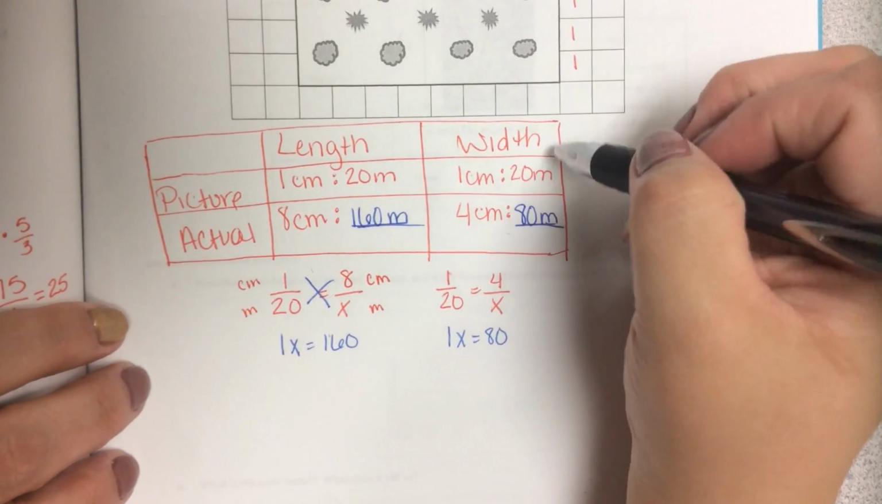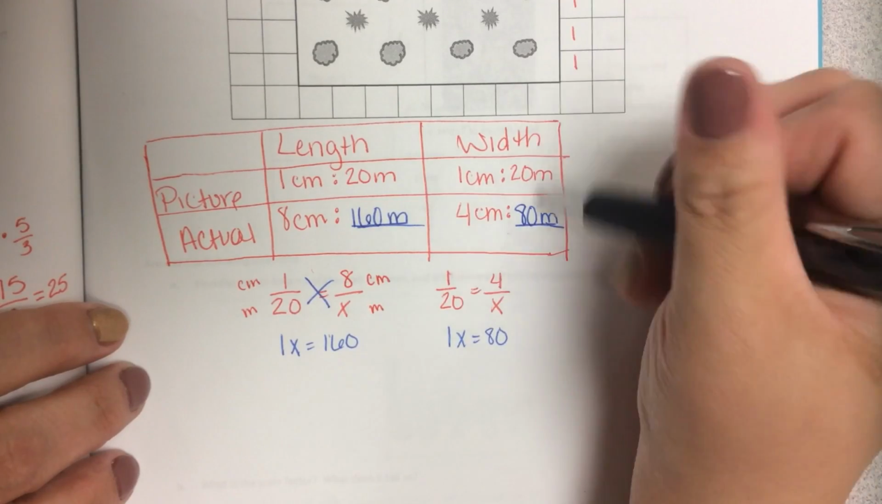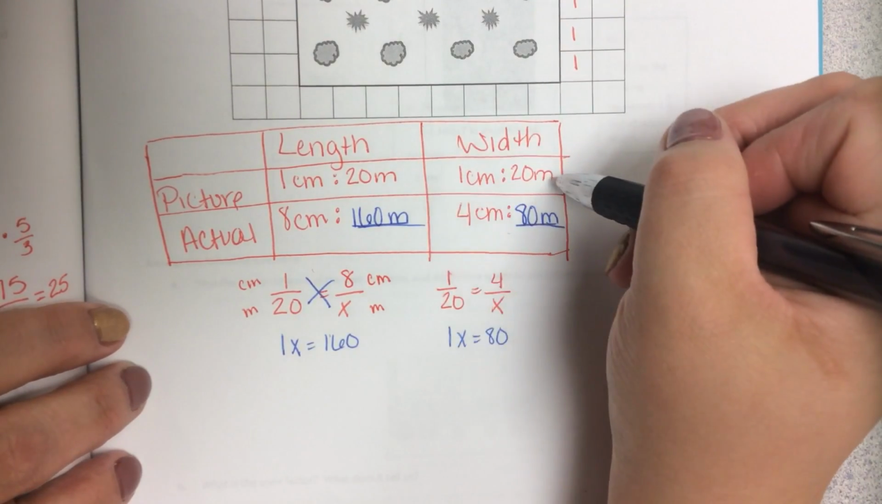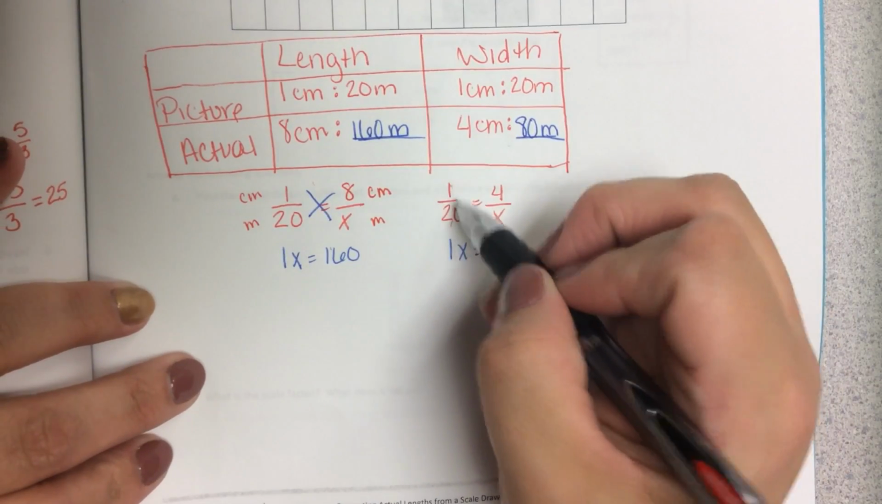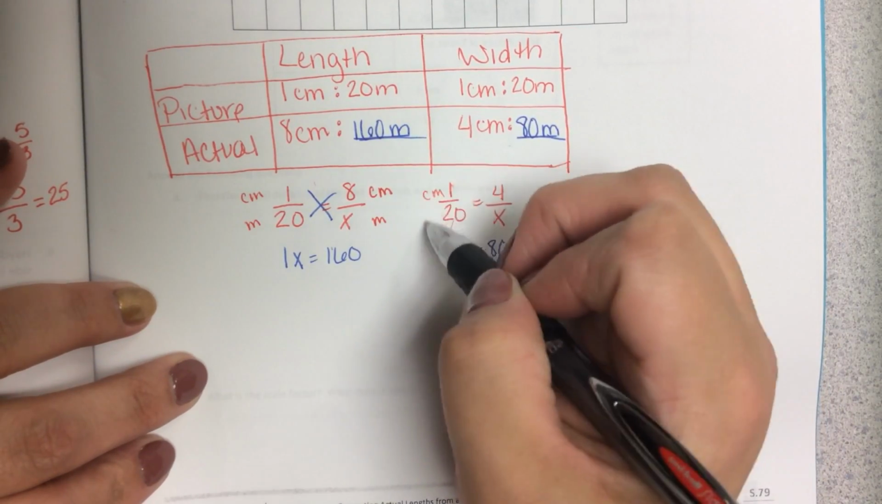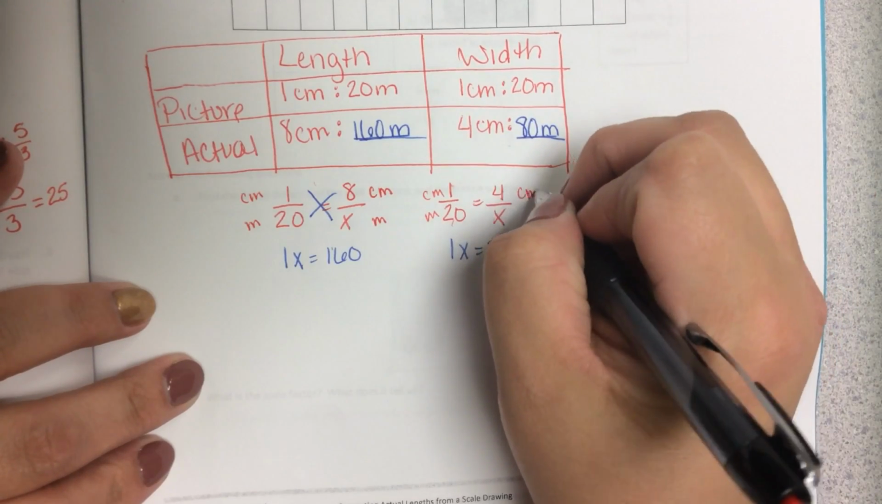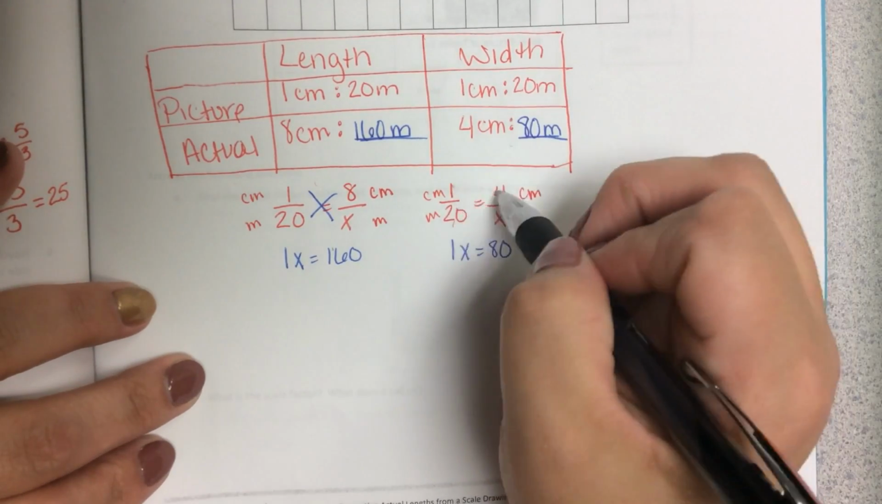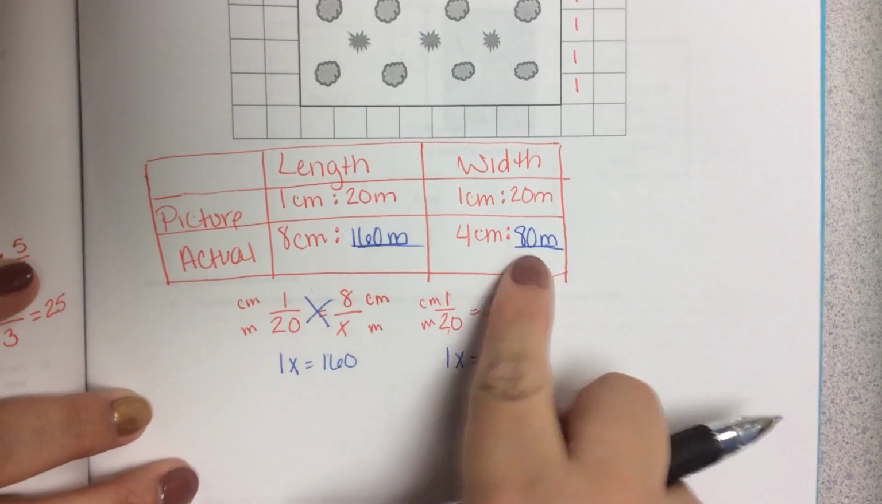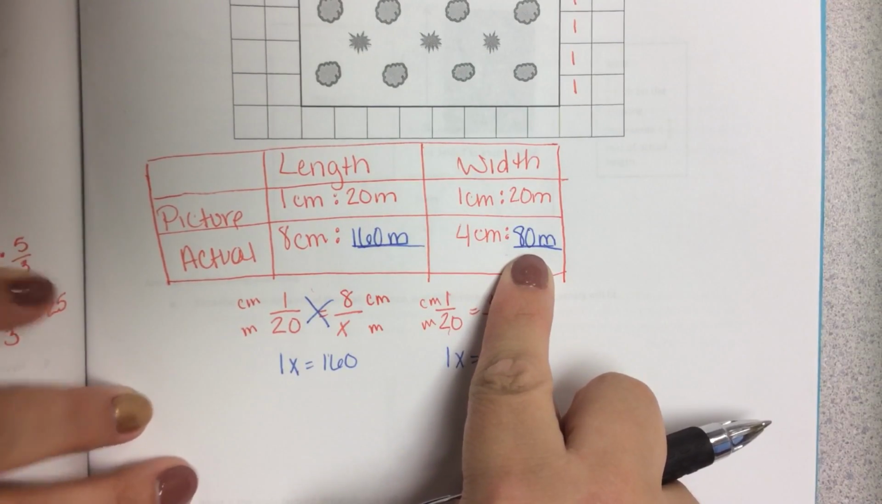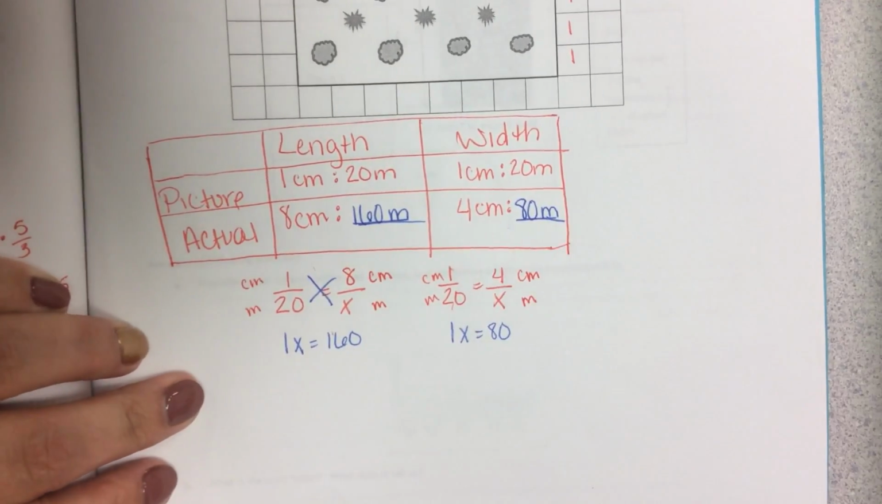And then I did the same thing for the width. So my thought process was exactly the same. So 1 centimeter is 20, 4 to, I don't know how many, so that's how I set it up. 1 to 20, again, this was centimeters to meters. Cross multiply both directions and you end up with 80. So if you got 160 and 80 on your own, you are doing good.